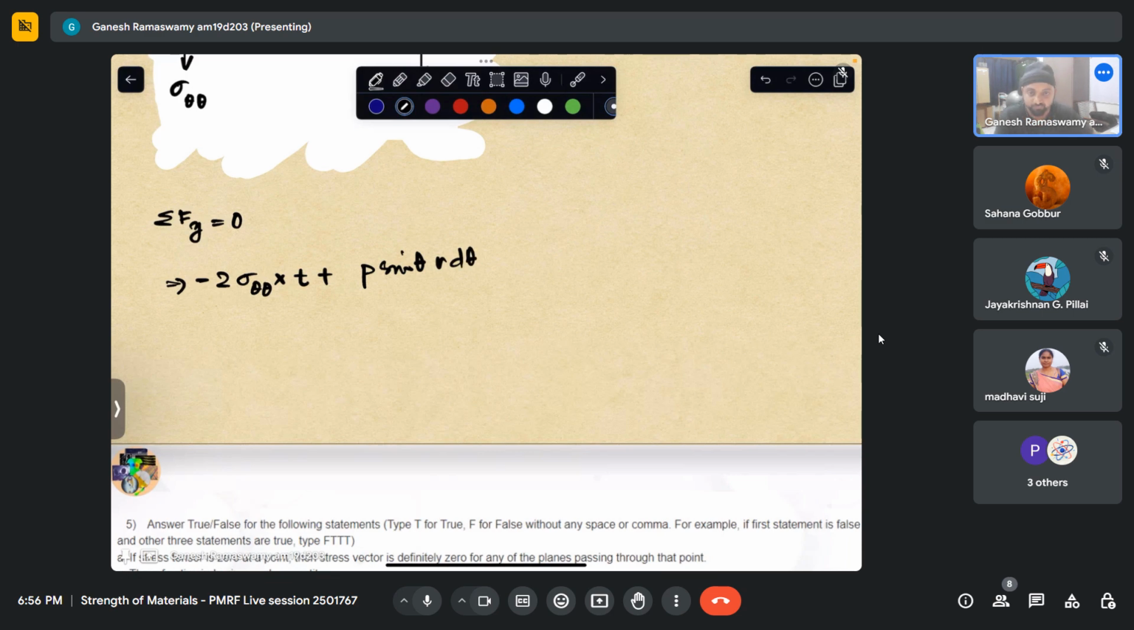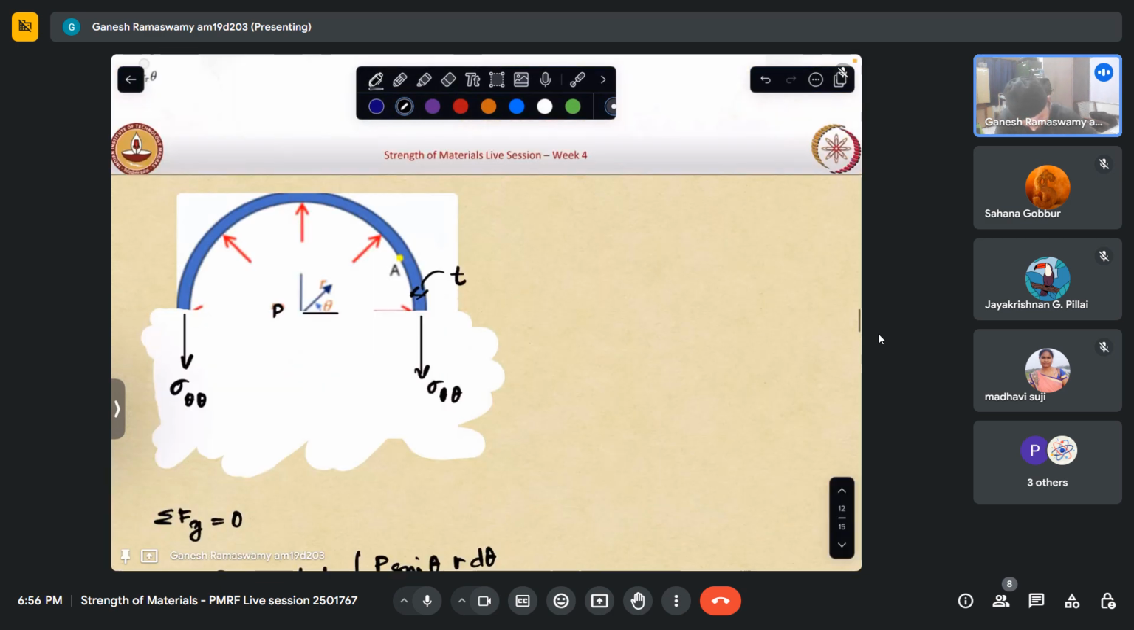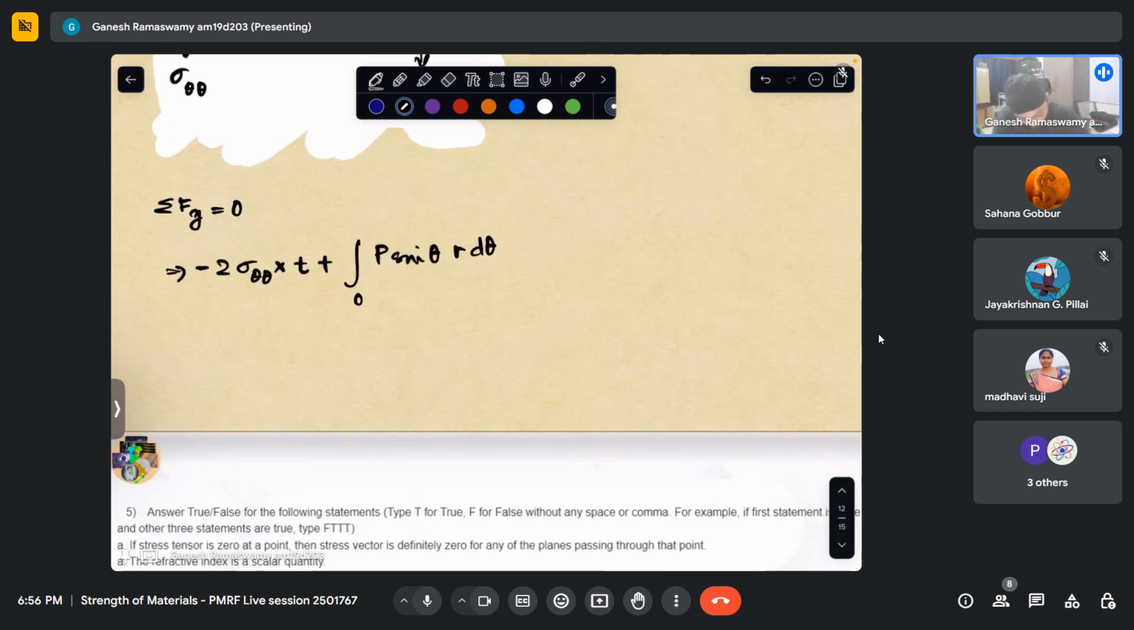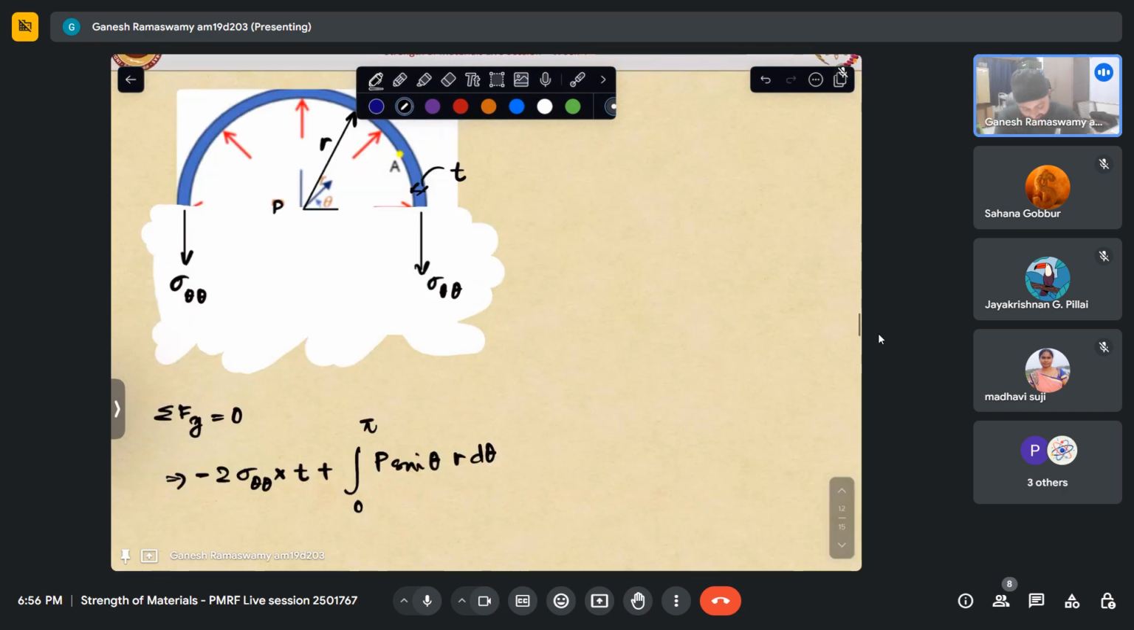And this will be capital P. So it will be capital P sine theta, which is along the vertical. And this is applied on a strip which is of width r d theta, where r is this measure, the radius of the inner boundary. And this I will have to integrate from 0 to pi because I have taken half of the cylinder.